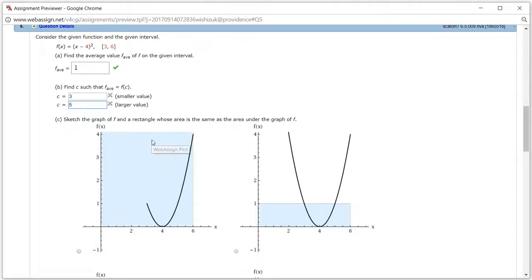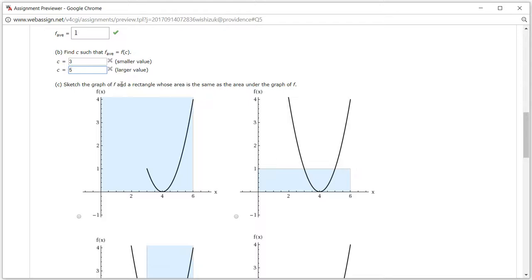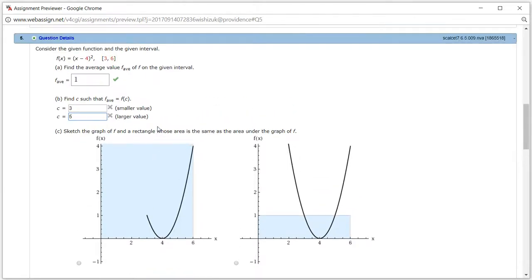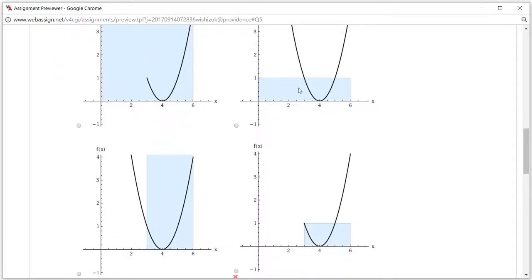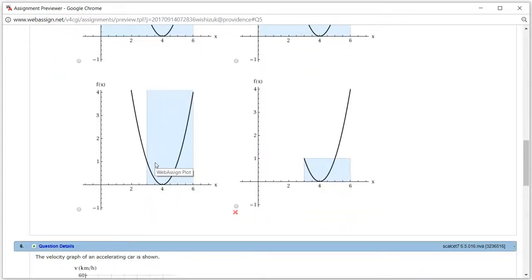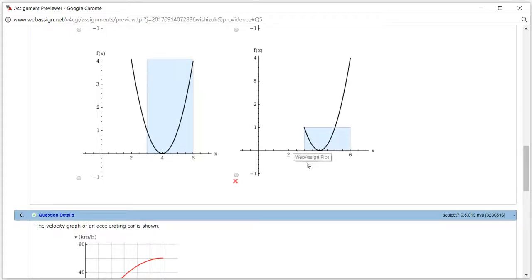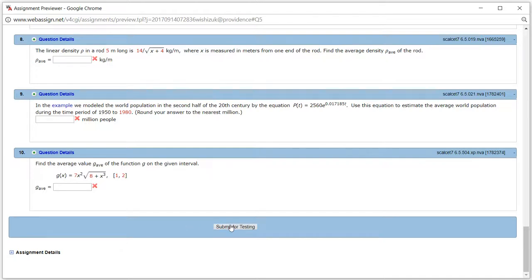Now I'm going to go ahead and do part C as well. Sketch the graph of f and the rectangle whose area is the same as the area under the curve. It's going from 3 to 6. So no, not this one, and not this one, and not this one, but here. The region is going from 3 to 6, and this is going to be about the average there, which is 1, and this is the correct picture. So let's submit for testing.